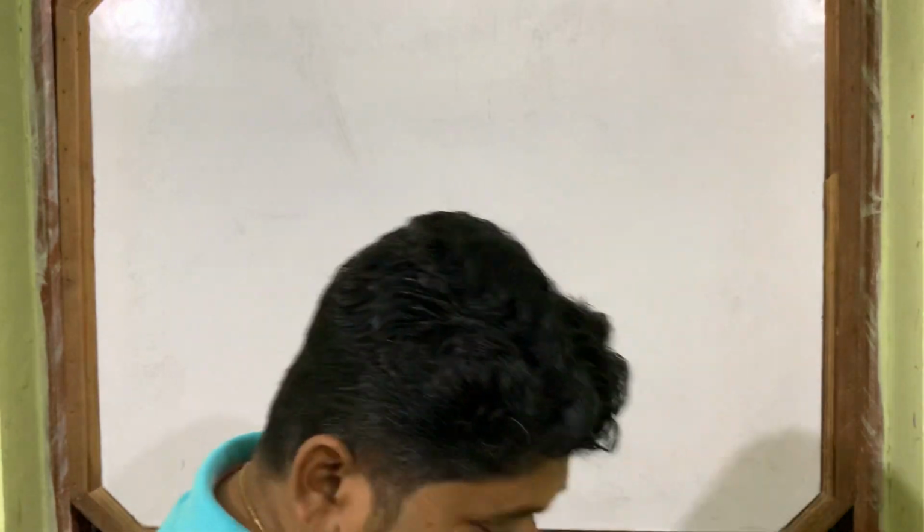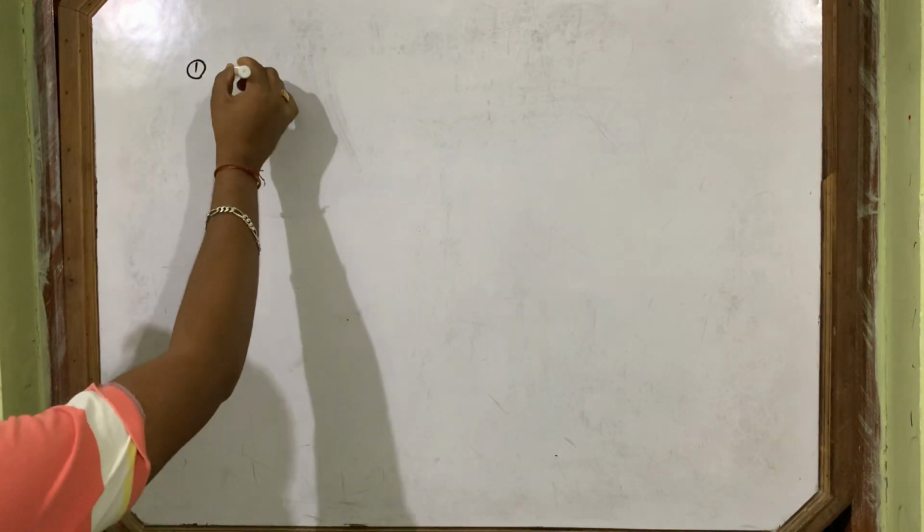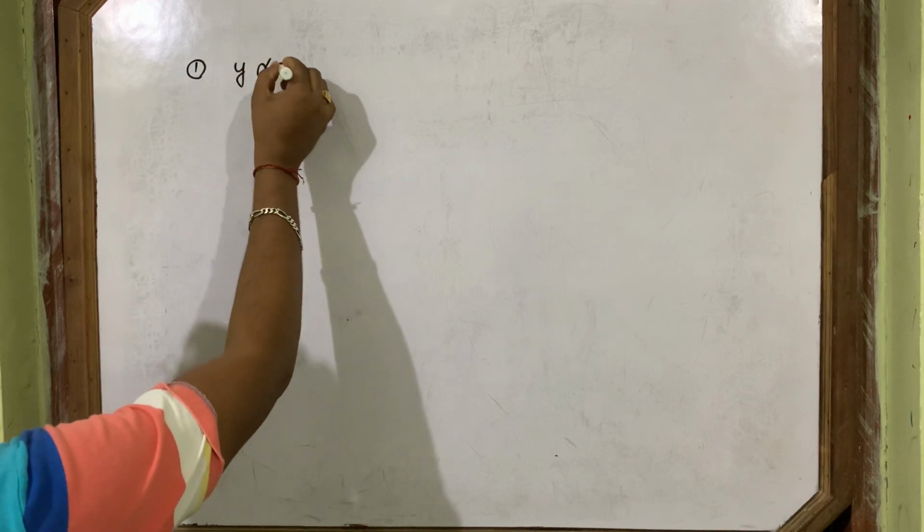Dear friends, today we'll discuss general graphs, which are required for physics. Today we'll discuss that one. So let's start. First, I'll tell you to draw a graph: y directly proportional to x.